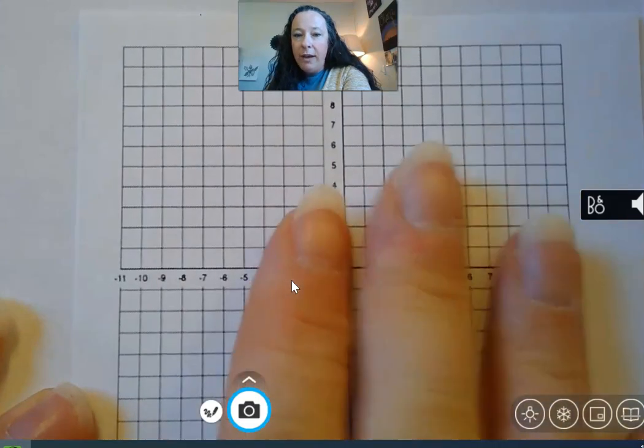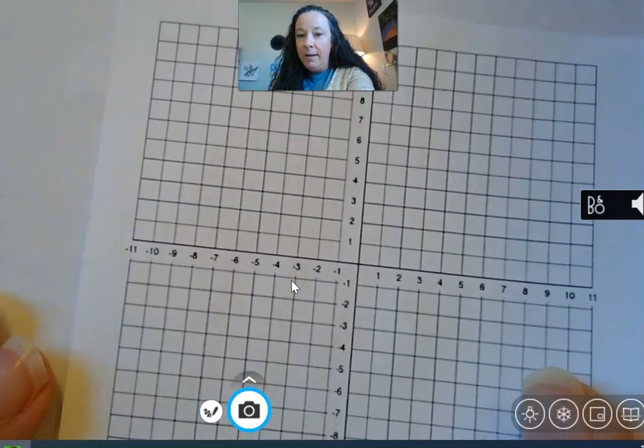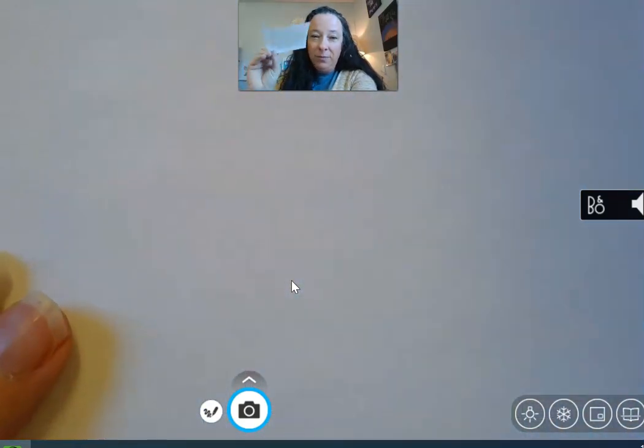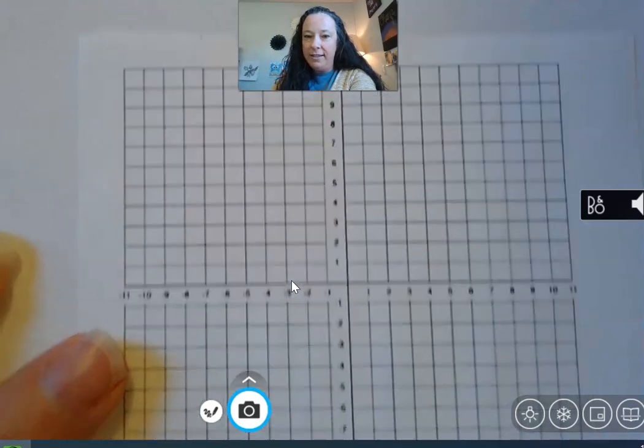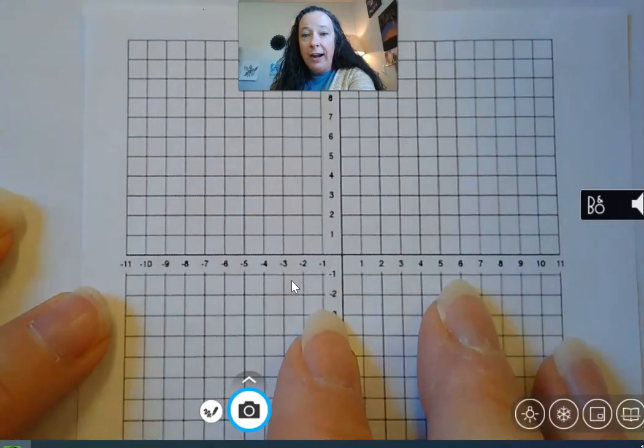Now, not all of you have graph paper, and I get it, but if you do, you can use it. If you're in the classroom, I've got a whole bin of these little pieces of paper. They're little. I'm making it look big because I've got the document camera right here. You could use that, or you could use your graph paper.